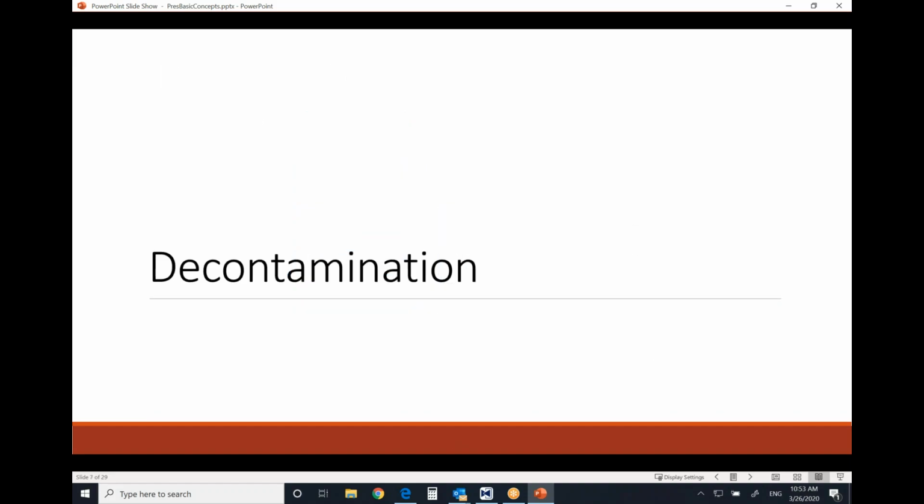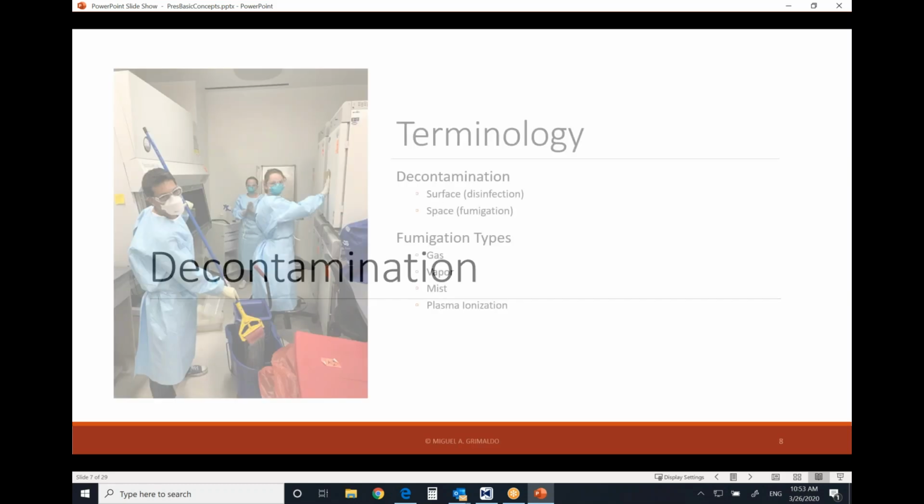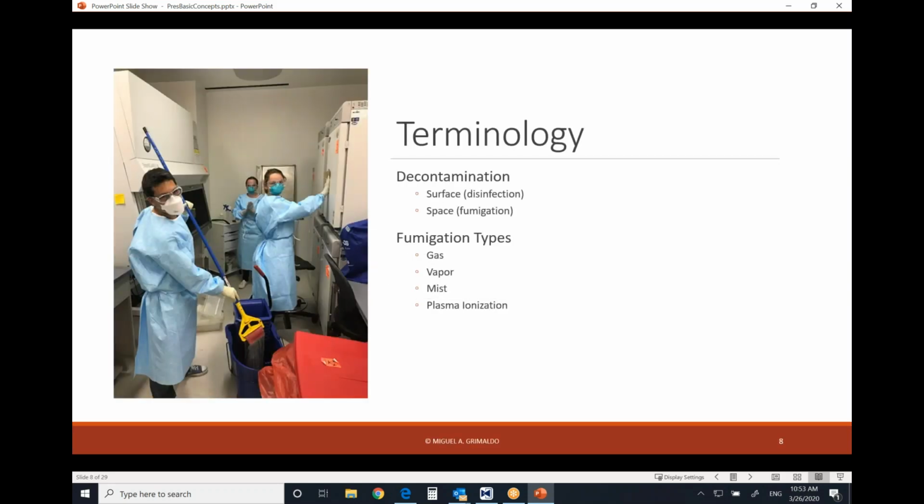But now we're going to talk about decontamination a little bit, and these are some of the measures that you may need to take sometimes in order to mitigate some of the consequences of an outbreak, or a contaminated job site, or a hospital, or in my case, laboratories. The terminology is that we have two types of decontamination. We have surface decontamination, like you'll see these laboratory technicians here in the picture doing, where they disinfect or wipe down all surfaces with disinfectant. The other type of decontamination that we typically use is fumigation of spaces.